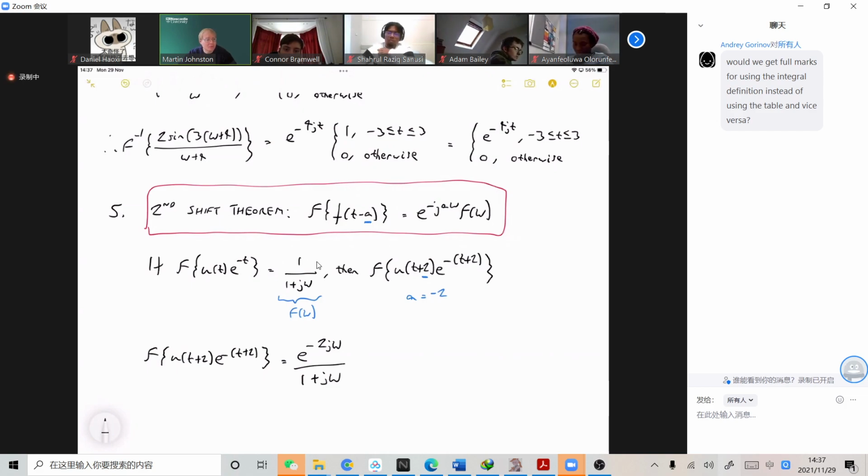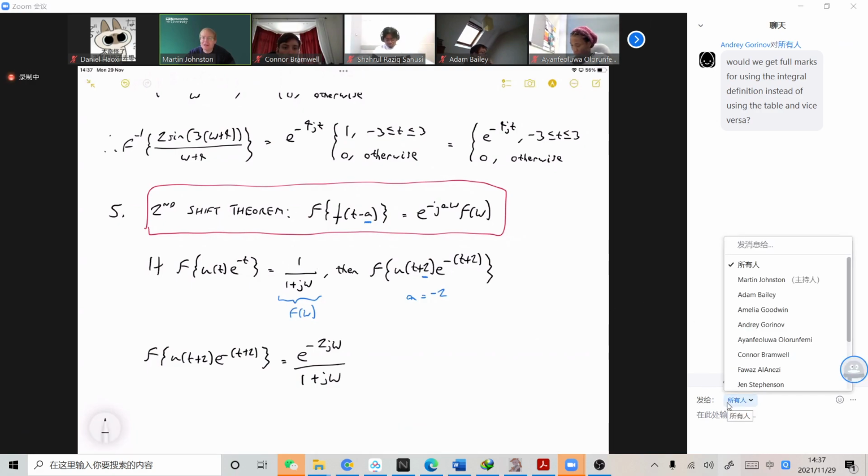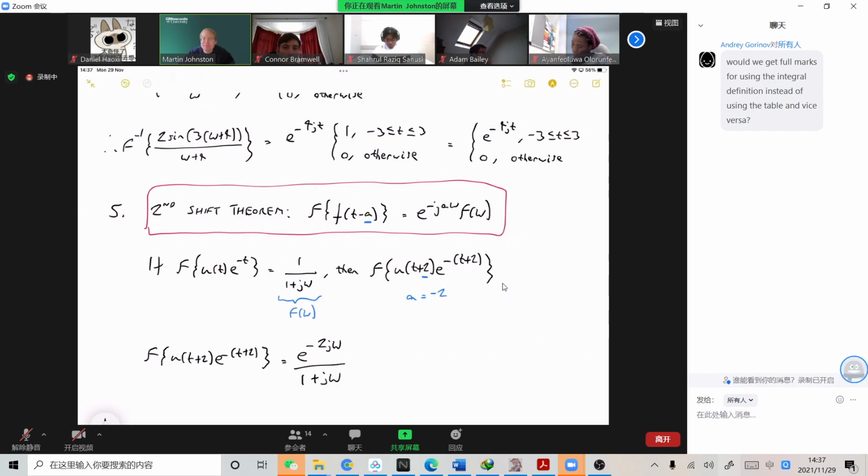Right, so I've got another question come in. Why don't we use the formula for the inverse? So I presume that means why don't we use the inverse Fourier transform equation? In that case, we don't, because we don't need to, basically. We can just use the table. So it's very rare that you actually use the inverse Fourier transform equation. Is that the question? Am I answering the right question?